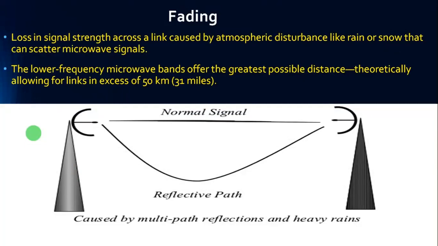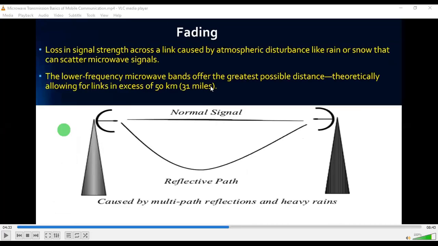So why does fading occur? We know that with heavy rain, there is a phenomenon of signal polarization. So what is signal polarization? Now, consider the signal and consider the heavy cloud. That is the heavy cloud.